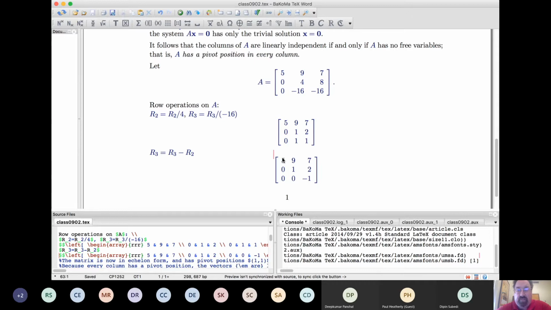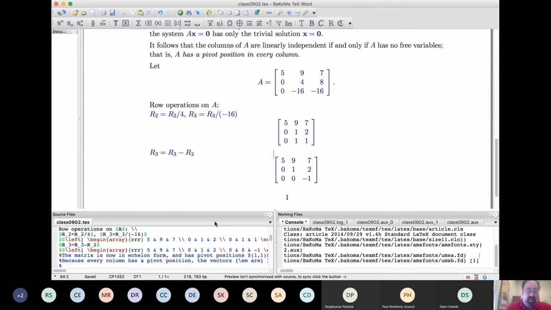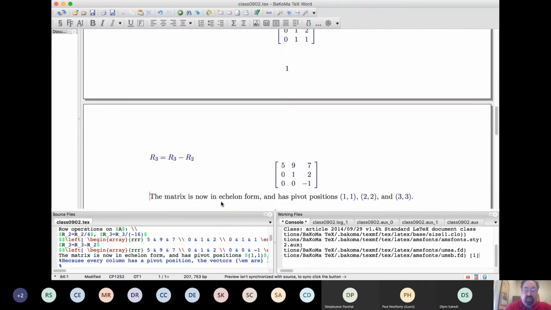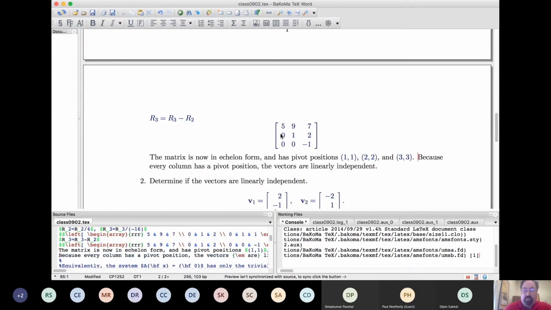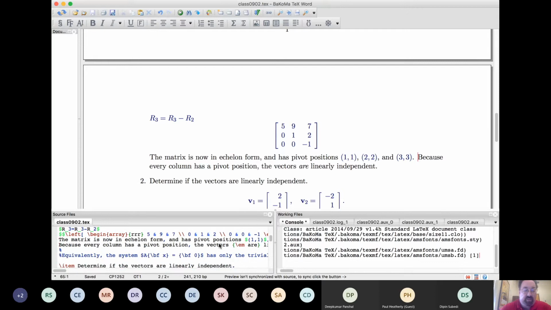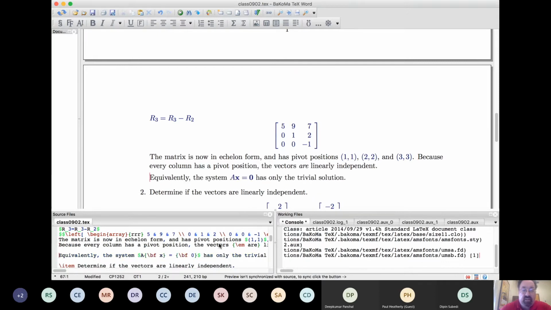So we look at the columns, look for pivot positions. So here we have the 1,1 entry, 5, the 2,2 entry, which is 1, and then the 3,3 entry, -1. These three are the pivot positions. So every column has a pivot position in it. That tells us the three given vectors that were the columns of the original matrix are linearly independent. And we would also see, if we were solving the system AX equals 0, that the system would only have the trivial solution.